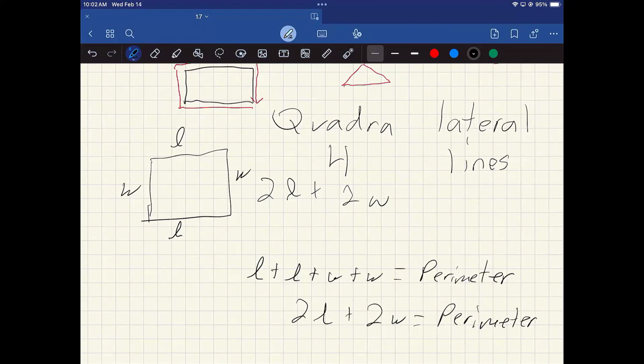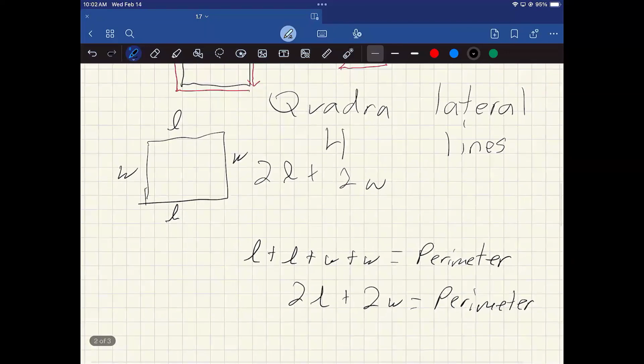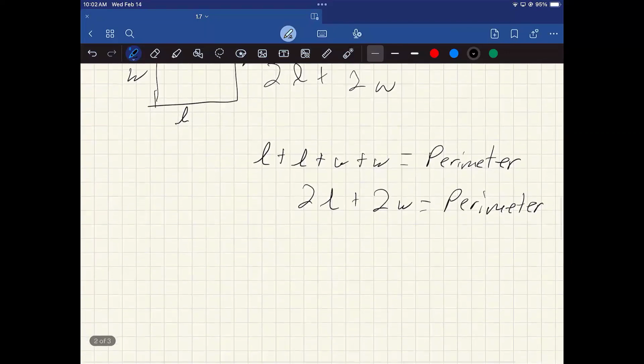To find the perimeter of different shapes, I can use different formulas, but everything's based on the idea of, hey, going around this shape, how do I find how far I go? And the answer will always be by checking out the sides. So if I have the same amount of distance on each side, that would be a square.